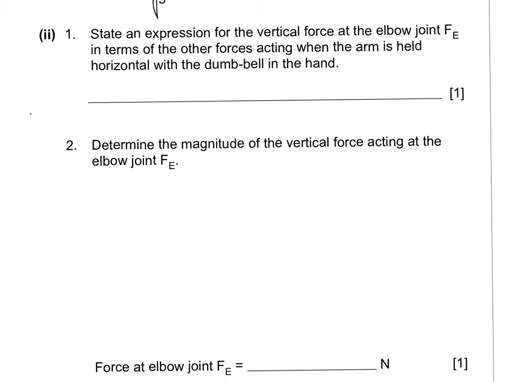State an expression for the vertical force at the elbow joint FE in terms of the other forces acting when the arm is held horizontal with the dumbbell in hand. Okay, now because the bicep is pulling up and these two are pulling down, then the elbow joint would also need to be pulling down, or rather pushing down. So these are all the forces marked on.